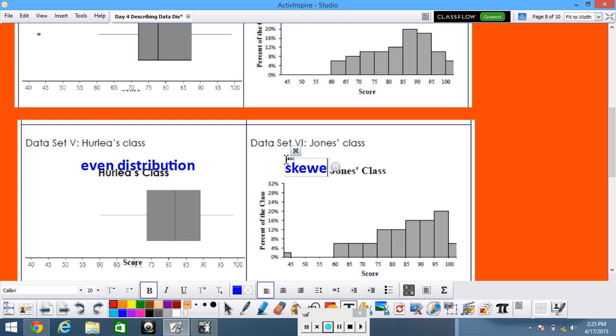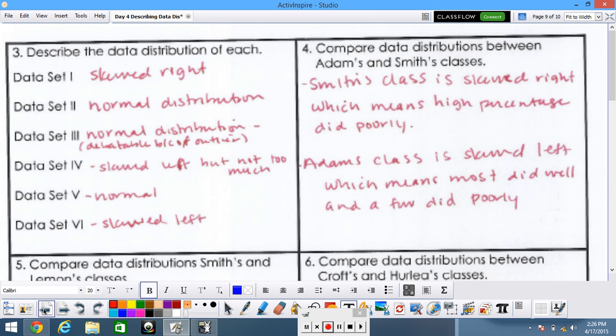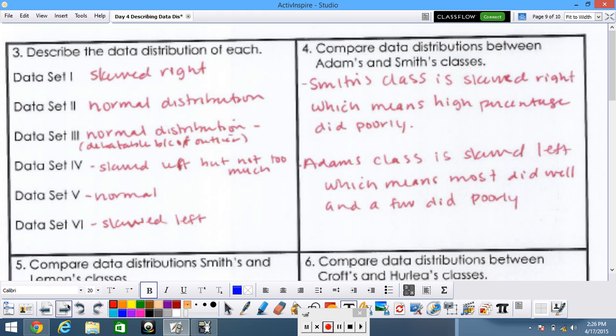All right, and what I would like you to do is turn the page, and on page 22, you're going to compare these distributions. Now, this is not easy, so what I'm going to do is have you pause the video and go ahead and work on it, and then unpause the video and compare your answers to what I have. All right, so here's the top.